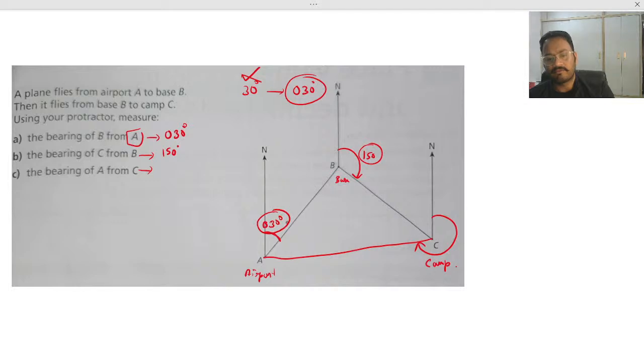Now A from C. Okay, so A from C. So we need to measure this angle. Let's see who can answer this. I'm waiting for the reply. People are saying that it's 210. Okay, Puranji is saying 210. Adviti is saying 210. Okay, let's see whether it is 210 or not.